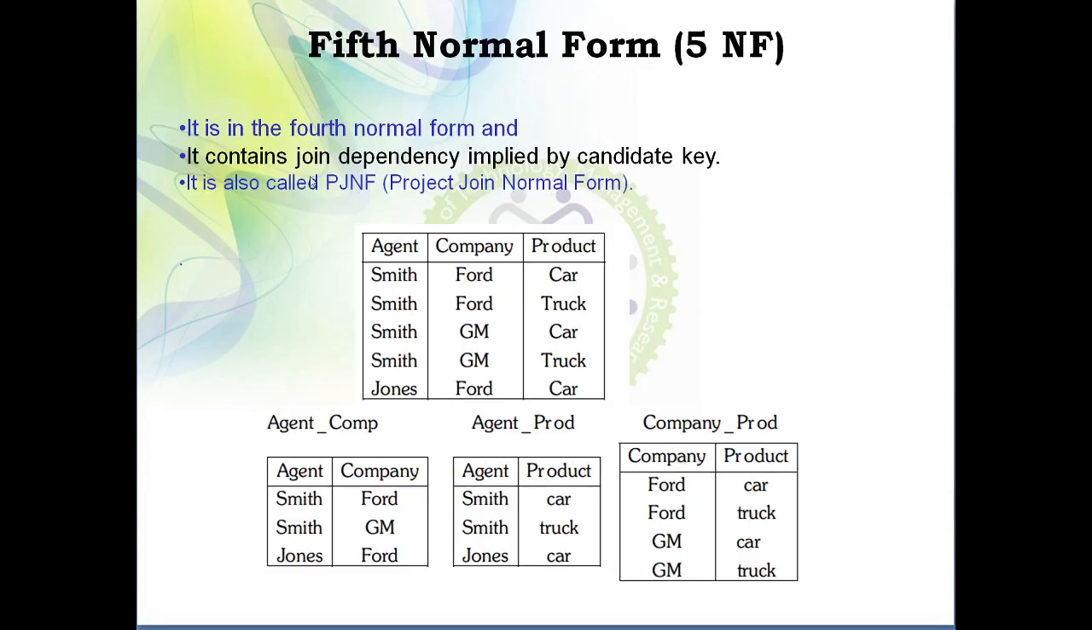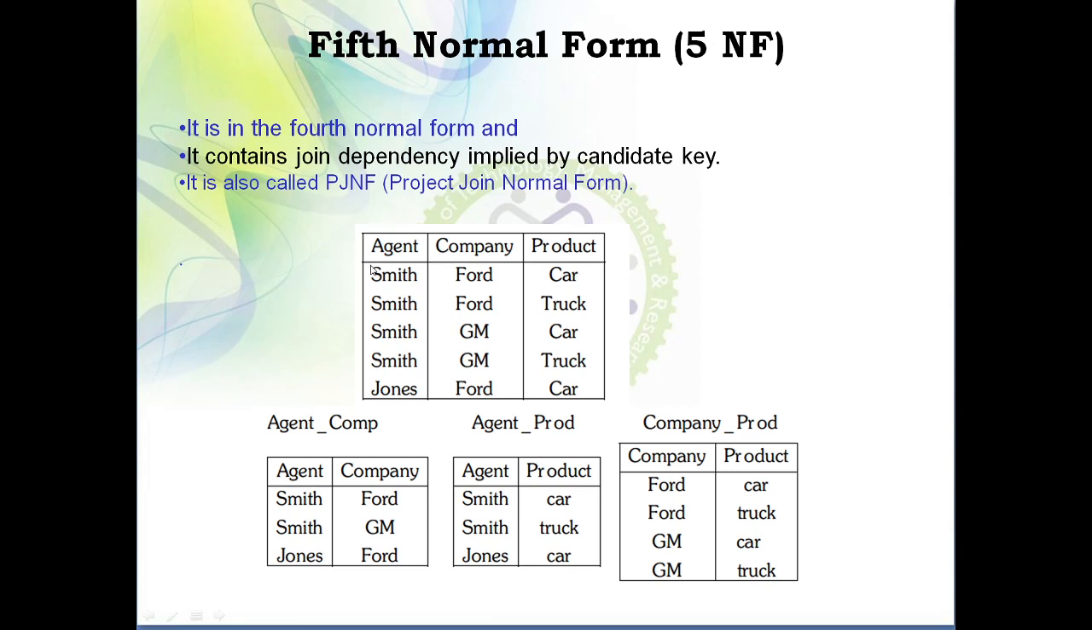Now the last type of normal form is fifth normal form. When you say that a particular table is in fifth normal form, the condition is again the same: it should be in fourth normal form and it contains joint dependency. So what is the concept of joint dependency? If I decompose one table into three subtables, and after combining these three subtables I get the original table back, then I can say that there exists joint dependency. So in fifth normal form we require this joint dependency in the table.